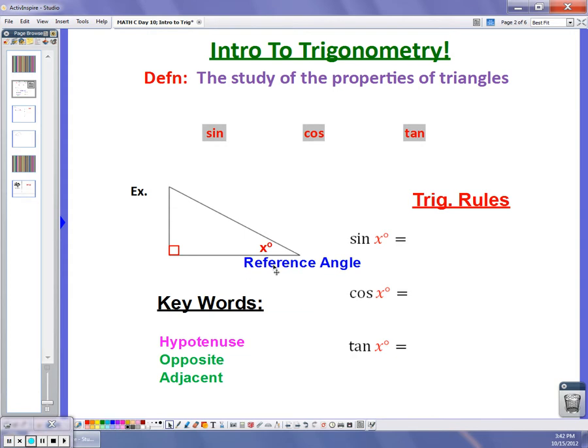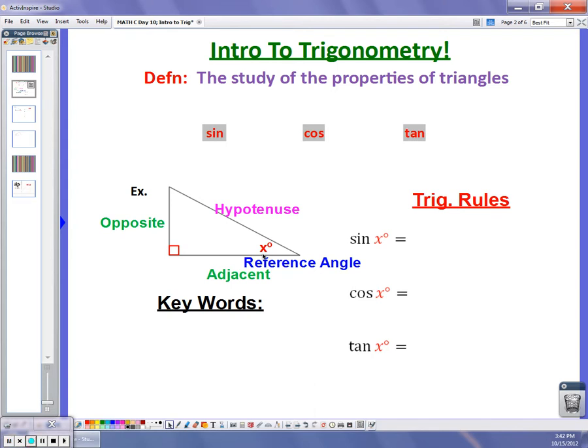We do know opposite of the 90-degree angle is our hypotenuse. We learned that when we worked with Pythagorean theorem. And using our reference angle, we can find the other two sides. Opposite of our reference angle will be known as our opposite side, which leaves the last side to be our adjacent side. The word adjacent means next to, and this is the side that is next to our reference angle.